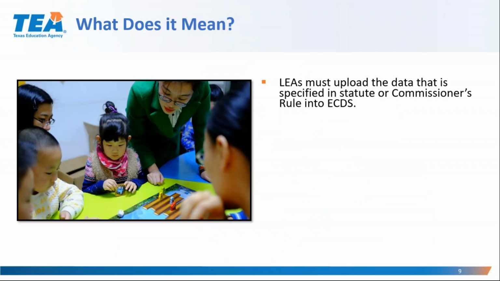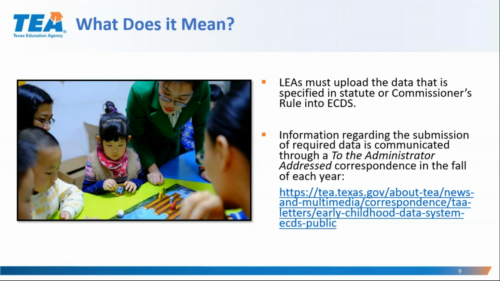So what does all of this mean? Well, specifically, LEAs must upload the data that is specified in statute or commissioner's rule into the Early Childhood Data System. Information regarding the submission of that required data is usually communicated through a TAA, or a to the administrator addressed correspondence. It usually occurs in the fall of each year, and I have a link to the current one.